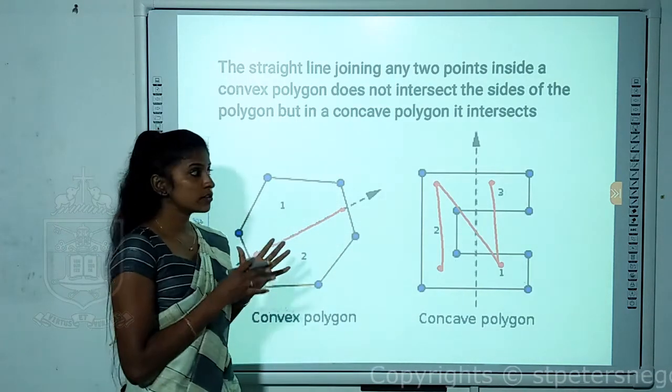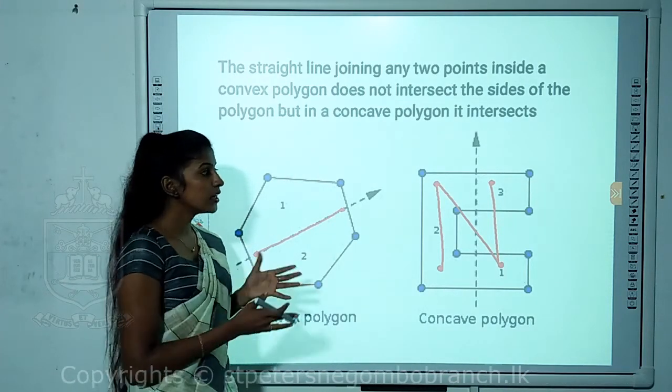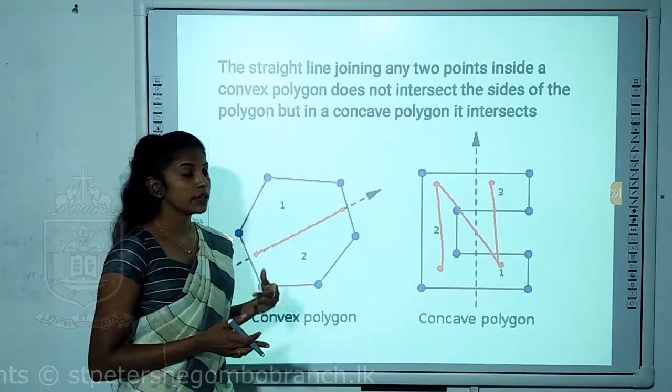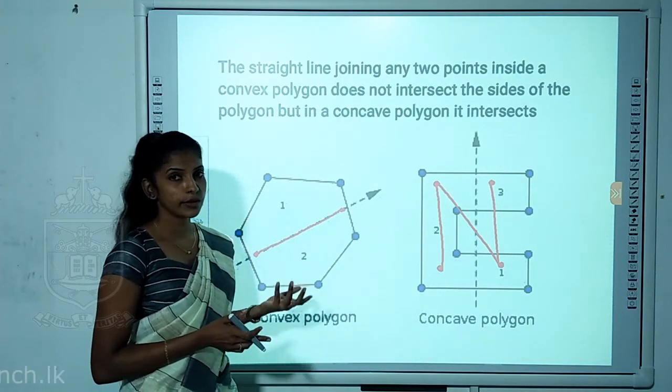In the previous method we considered the reflex angle formation at the interior angles, but here we are going to consider 2 points, and whether the straight line joining those 2 points will intersect the sides or not.